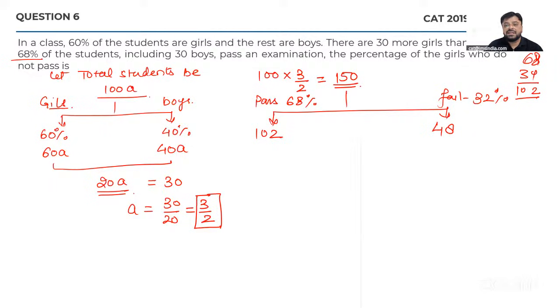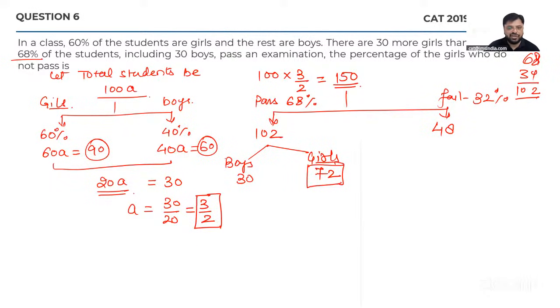Out of these, there are 30 boys and the remaining are girls. 60 must be girls. Then the percentage of girls who do not pass is, now how many girls were there in all? 60%. There were 90 girls. The number of girls who passed the exam is 60. The number of girls who failed is 30. So 30 girls failed in the exam.